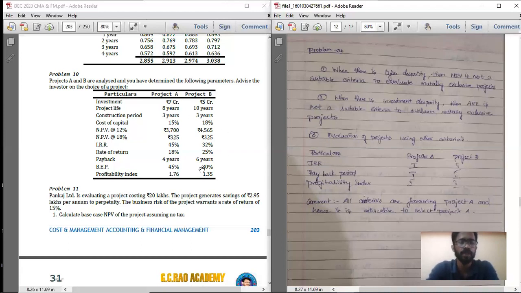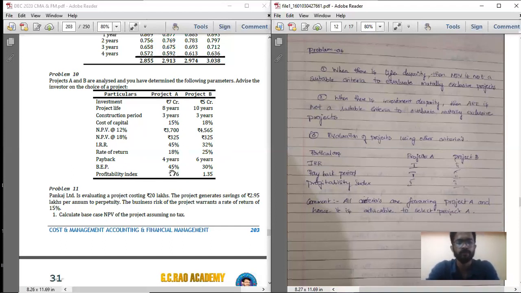So how can you compare both the projects then? You can compare both the projects by IRR, payback period, and profitability index. ARR you can't compare because of two different investments. NPV, both NPV at 12% and 18%, you can't take into consideration because of two different project lives. So remaining are IRR, payback period, profitability index, and BEP.